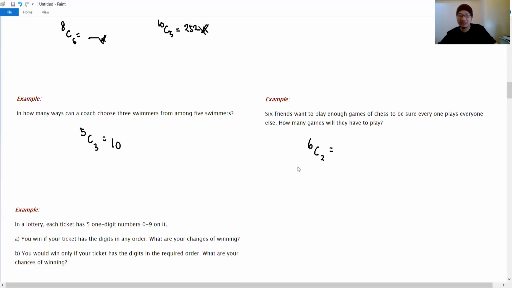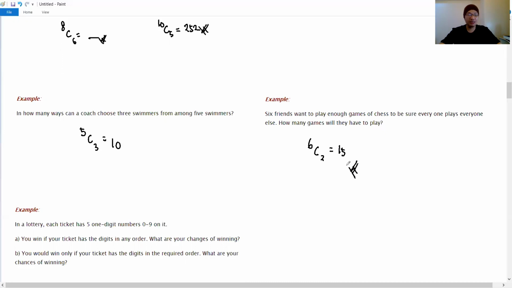6C2. The answer is 15 games. So that means all these 6 students need to play 15 games. That means everyone will get a fair and square chance to play. If they are playing fewer than 15, that means one or two of the players did not get to play fairly. That is what I mean.